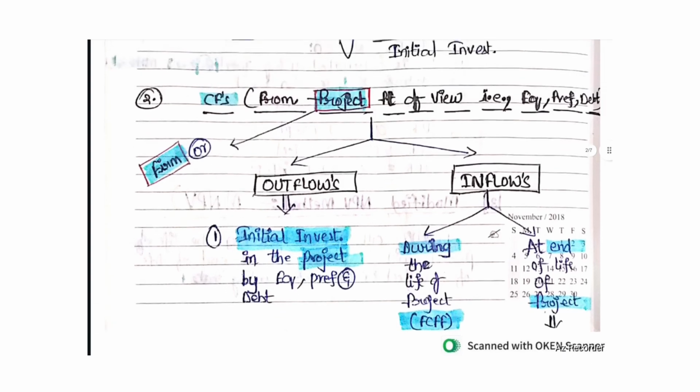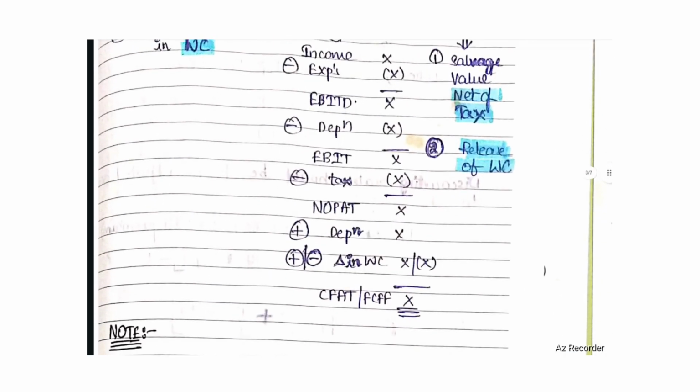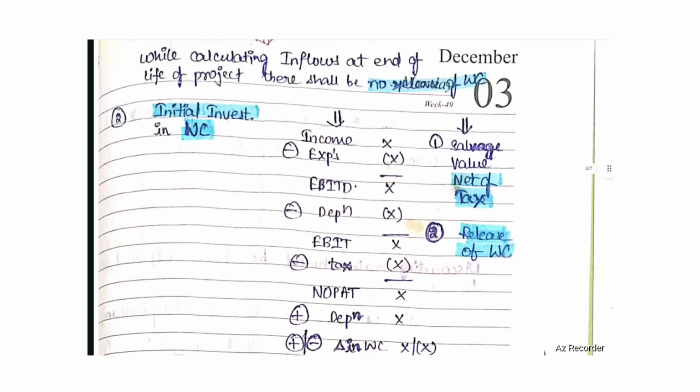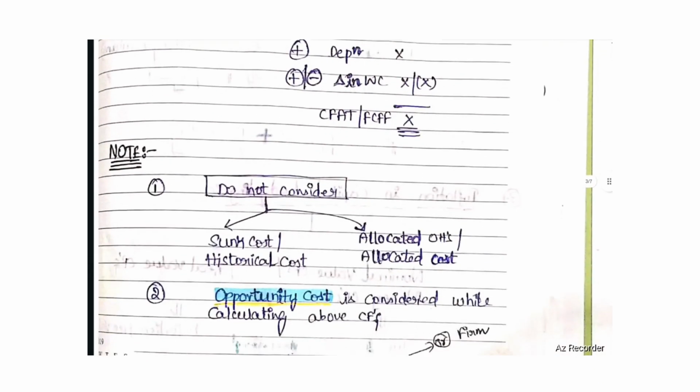Next, how to calculate inflows at the end of life of the project? Salvage value will be considered net of tax. We need to release working capital also. Important point is, in mergers and acquisitions and corporate valuation, while calculating inflows at the end of life of the project, there will be no release of working capital. But here, there will be release of working capital at the end of the project.